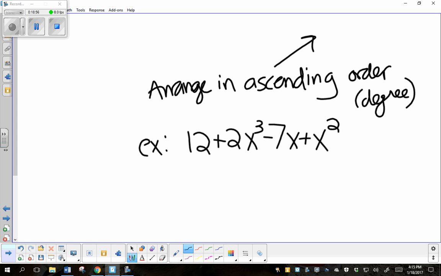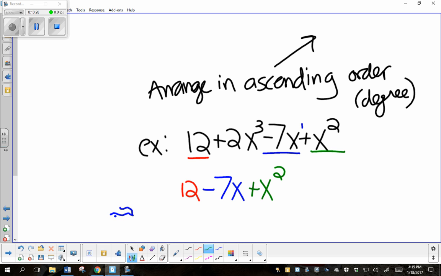So we want to make our degrees go from smallest to biggest. So our smallest degree is the one with no x at all. It's this guy. So that's the smallest. Let's see, do we have any terms with an x degree of 1? I think so. This term, the x degree is only 1, so that one comes next. So we're going to write minus 7x because it's a negative 7x. Our next highest degree is x squared, and it's positive, so we're going to write plus x squared. And then lastly, our highest degree term is 2x to the 3. So we're going to write plus 2x to the 3.